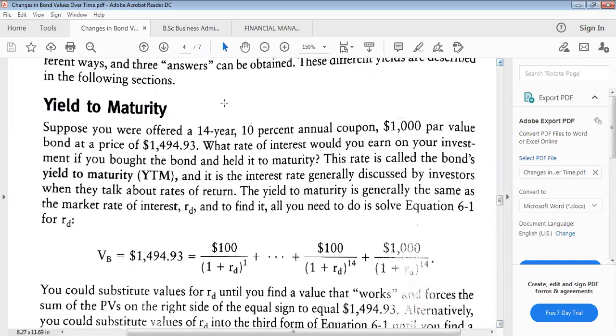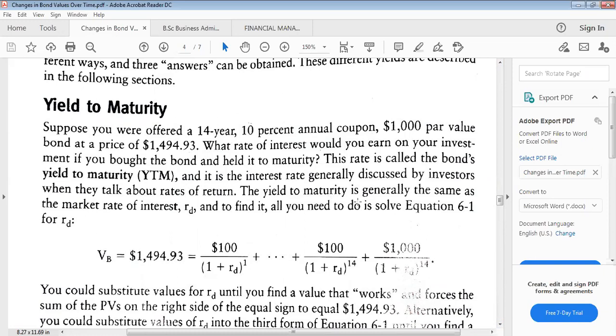Let me remind you again. Suppose you were offered a 14-year, 10% annual coupon bond with a $1,000 par value. What rate of interest would you earn on your investment if you bought the bond? This rate is called the bond's yield to maturity, and it is the interest rate generally discussed by investors when they talk about rates of return.